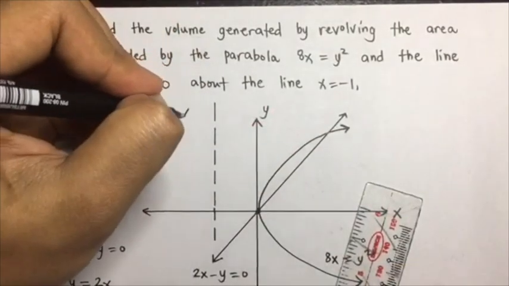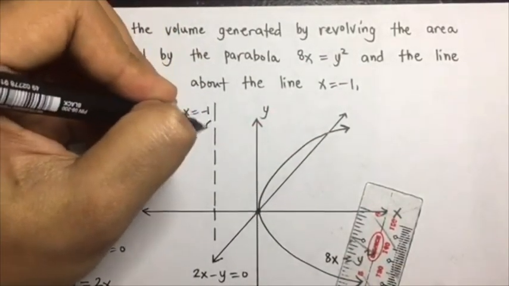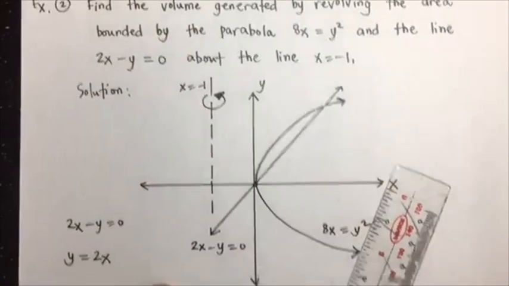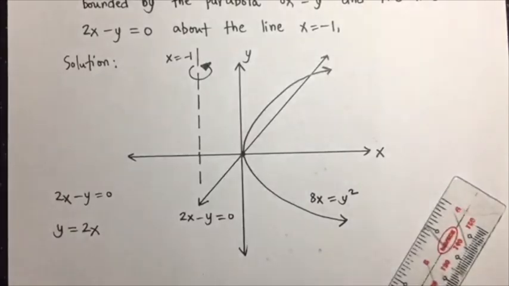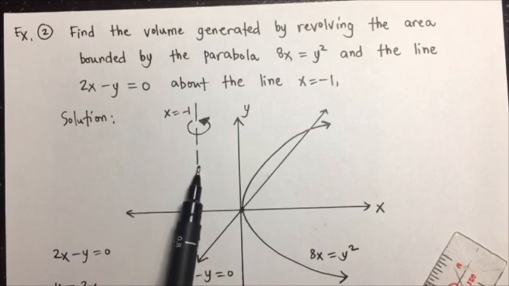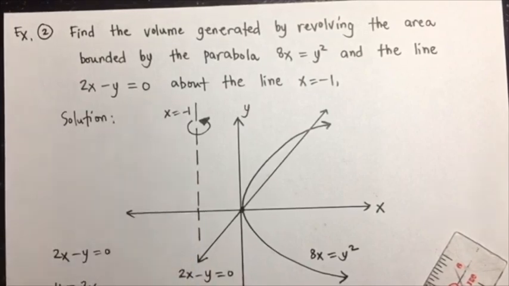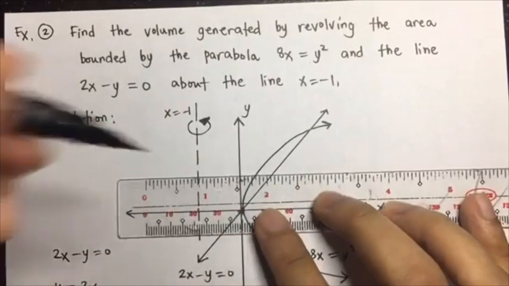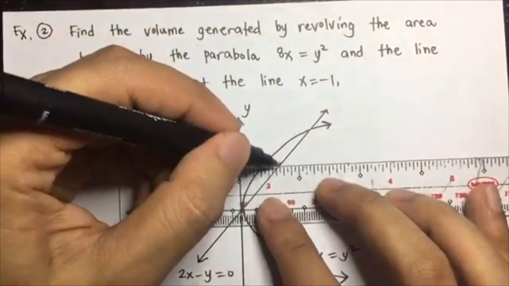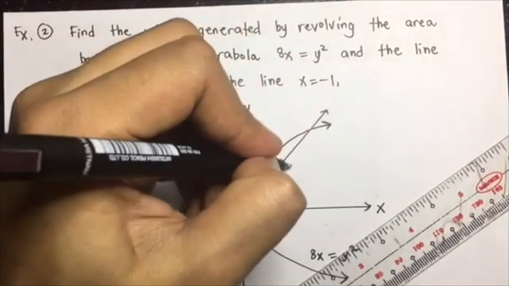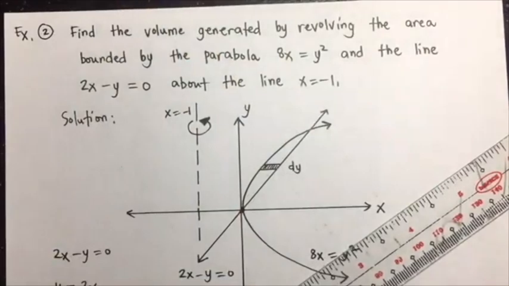Okay, so this is x is equal to -1. So we will revolve the area around this. To use the washer method, the condition is we draw a strip that is perpendicular to the axis of revolution. So if our axis of revolution is vertical, then our strip must be horizontal. So that is a horizontal strip, therefore its thickness is dy.